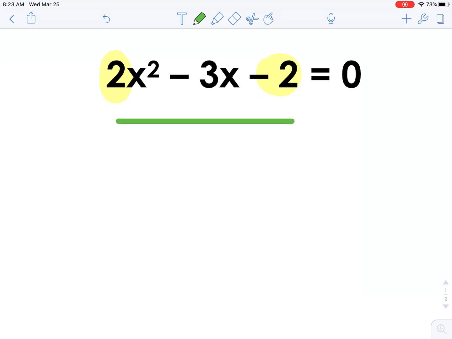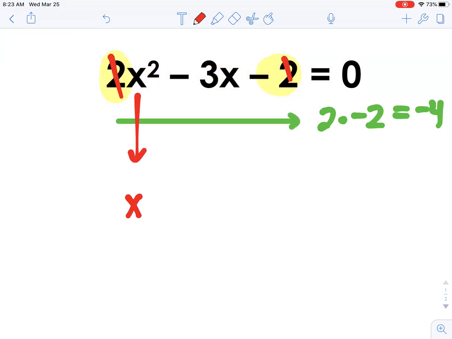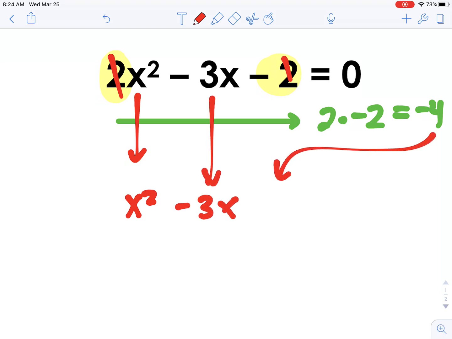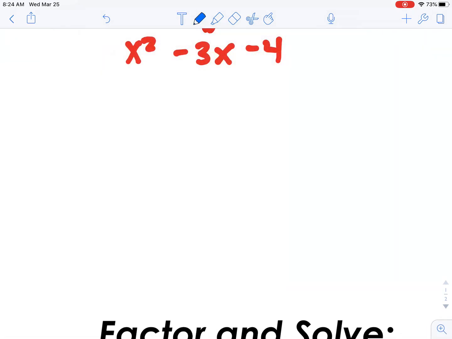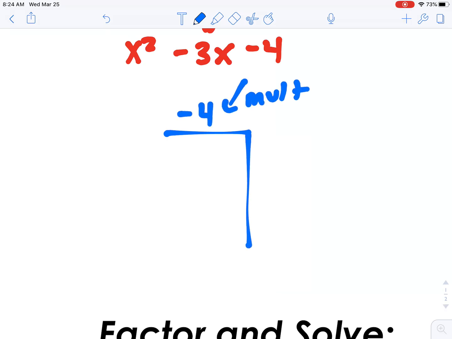First thing we have to do is slide over, and we're going to do 2 times negative 2, which is negative 4. Then we're going to rewrite our problem. We drop down our x squared, we drop down the negative 3x, and then we drop down our negative 4. This now has a lead coefficient of 1, which means we can go right into our factoring. We want to know what multiplies to negative 4 and adds to negative 3.